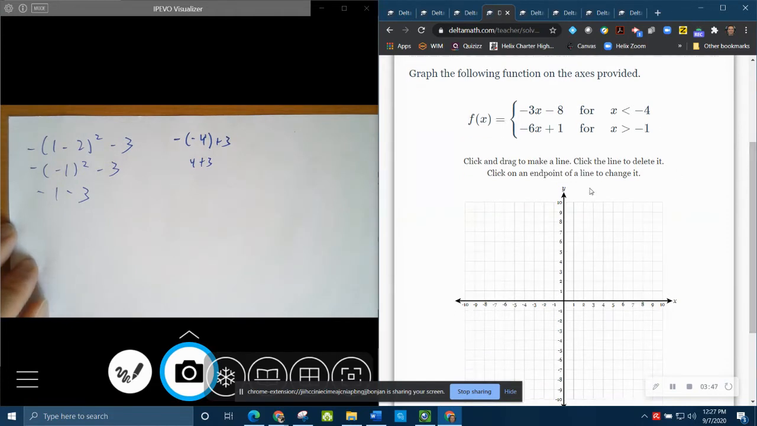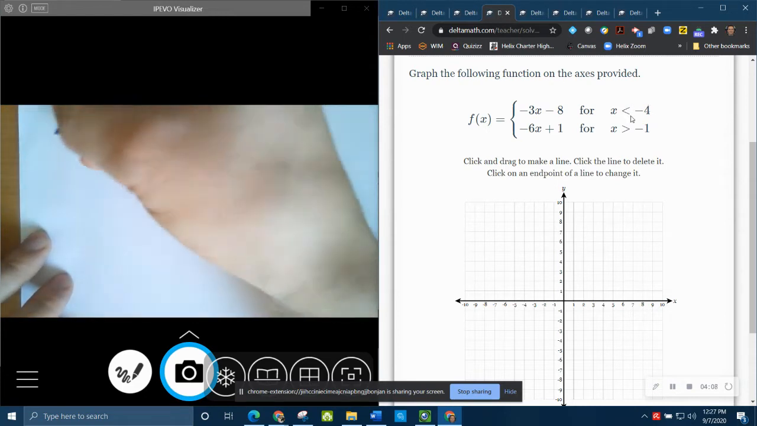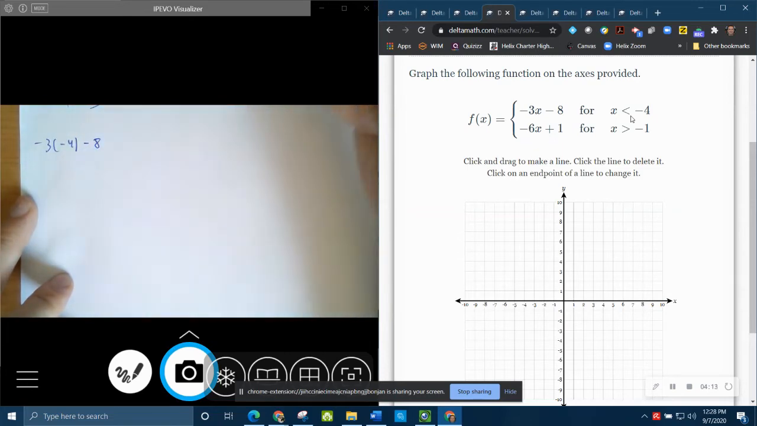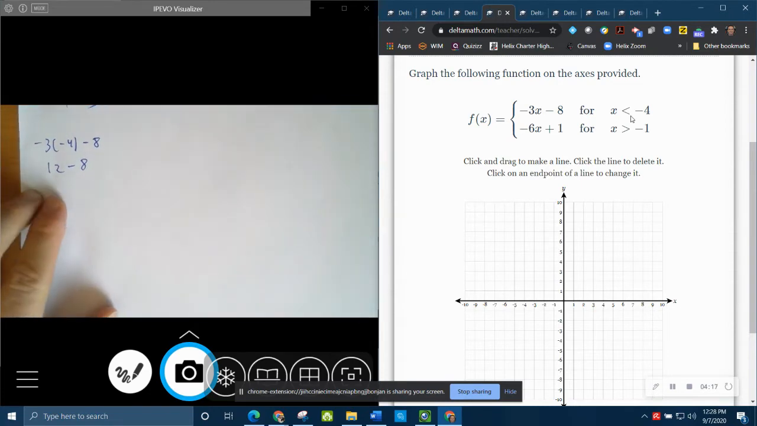Okay, so what we want to do is figure out that these x values are the key places. You've got to figure out what's going on at those spots. Even though it's supposed to just be x is less than negative 4, we're still going to figure out what's happening there, because we're going to have an open circle at this point right here. So I'm going to find negative 3 times negative 4 minus 8. So 12 minus 8. So that's 4.